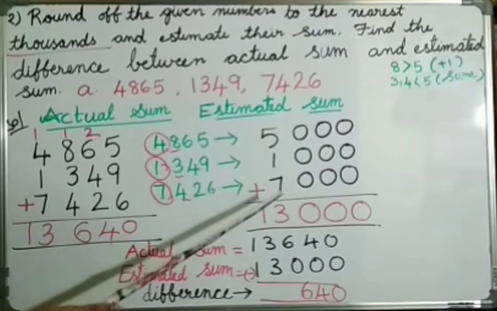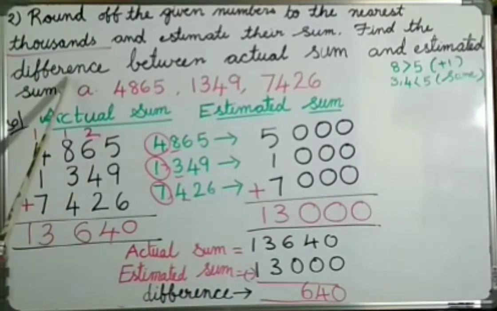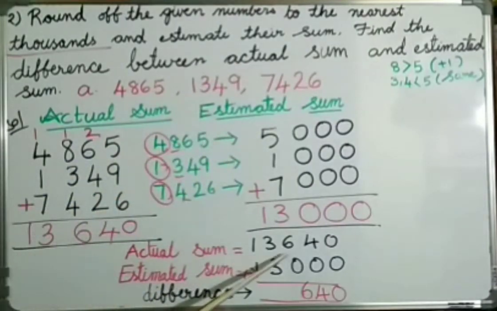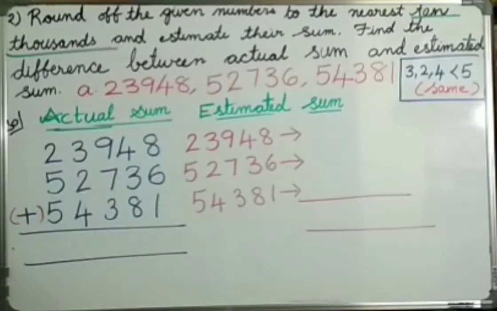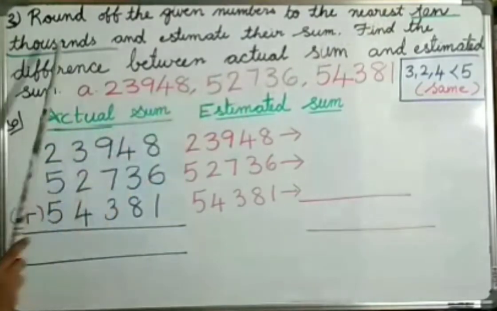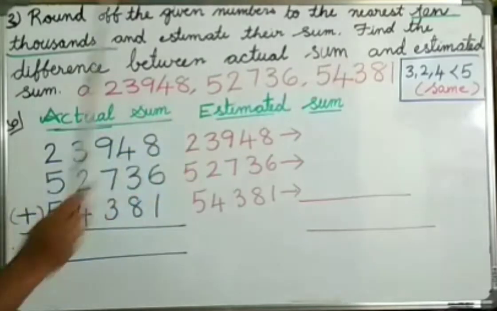After adding all the numbers, the estimated sum is 13,000. Now we have to find the difference between actual sum and estimated sum. Actual sum is 13,640. Estimated sum is 13,000. If we subtract, the difference is 640. Now the third one. Round off the given numbers to the nearest 10,000s and estimate their sum. Find the difference between actual sum and estimated sum.